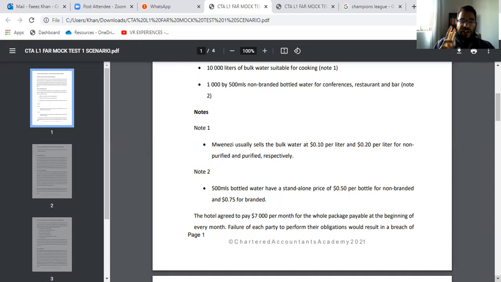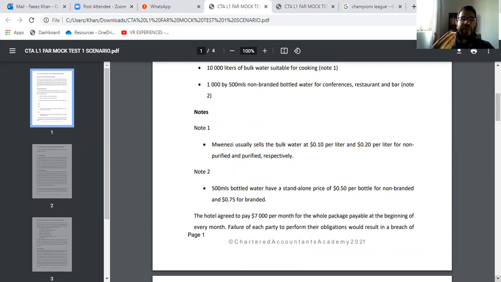Step 2. Now, step 2 and step 3, step 2 is very important. This will be tested quite often. So step 2, what is step 2? You need to identify separate performance obligations. In order to identify separate performance obligations, you need to identify one thing. And what is that one thing? Whether the goods and services that are being supplied are distinct. Okay, so whether the goods or services that are being sold are distinct.